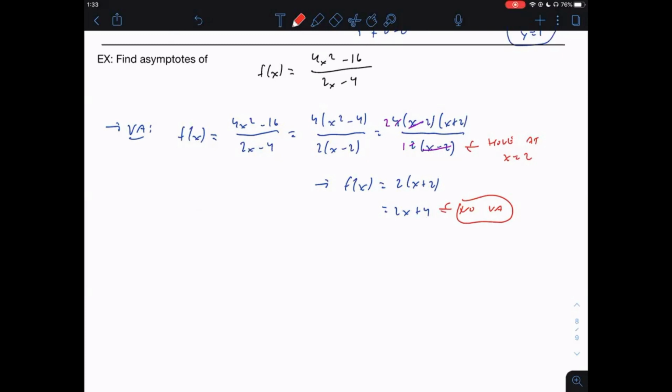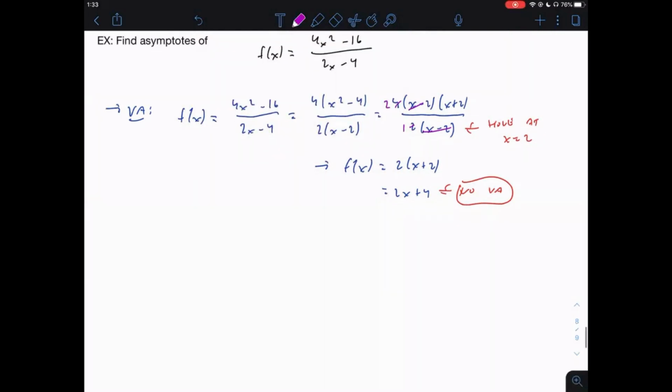All right, so now let's try to find the horizontal asymptotes, the HA. So again, to find the horizontal asymptotes, we want to take the limit as x goes to infinity for this function that we have above here of 4x squared minus 16 over 2x minus 4. And again, to find your horizontal asymptotes, divide each term by the highest power of x in the denominator, which in this case is just x. So we divide top and bottom by x, not 2x, just a variable.